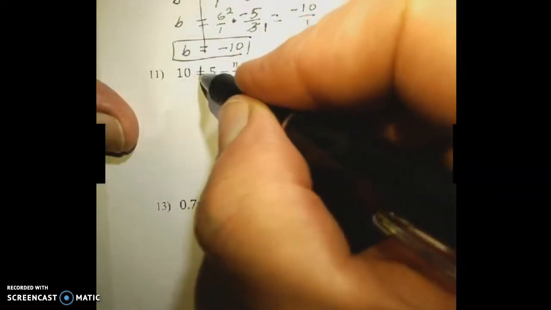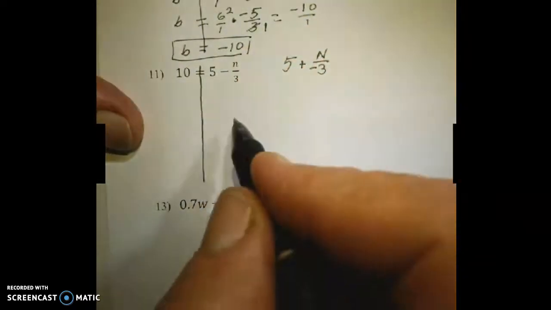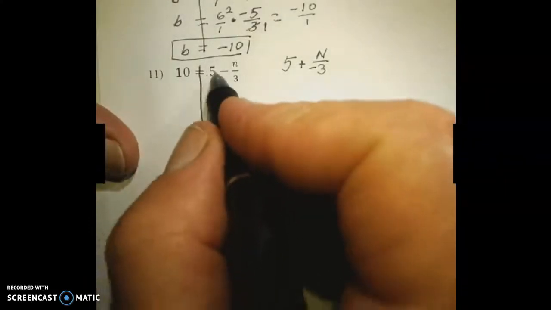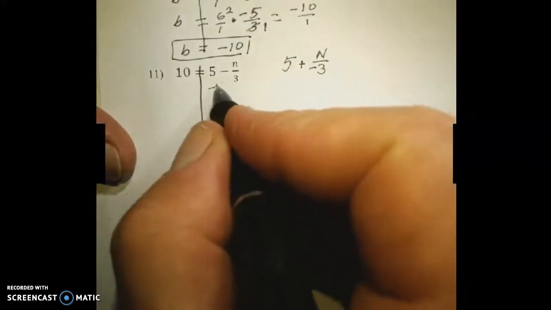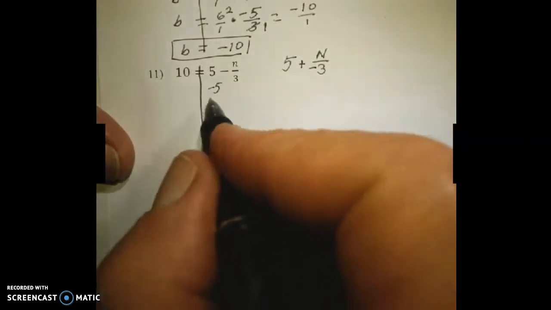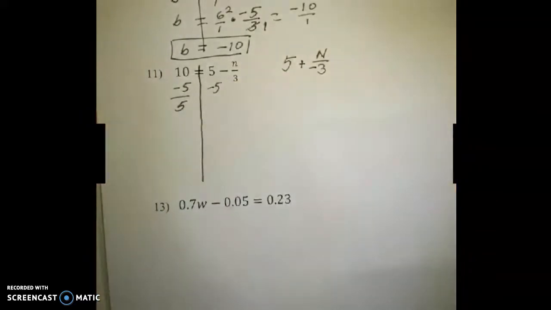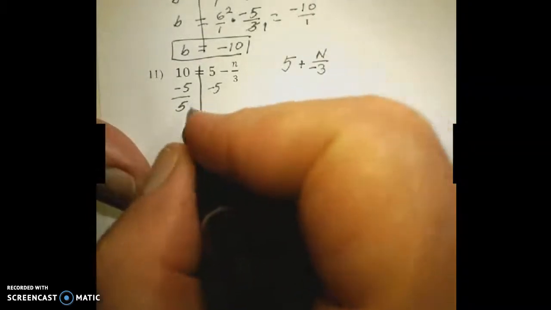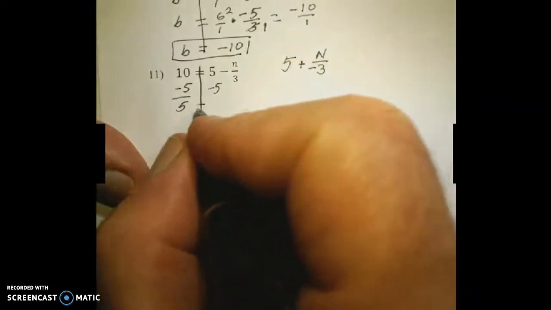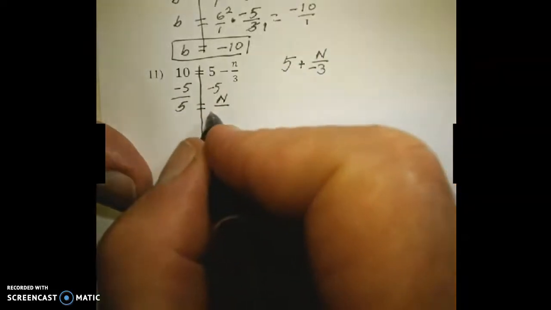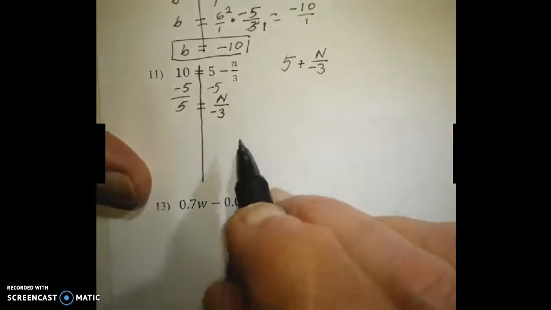Again, first thing, let's put the line down through the equal sign to show us that the equal sign is going to go straight down the page. To get rid of a positive 5, you would need a negative 5. Do the same on the left, a negative 5. 10 minus 5 is 5. And on the right, you're going to be left with your n over, and again, put that minus sign down with the 3, n over negative 3.